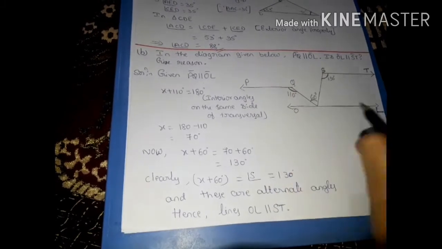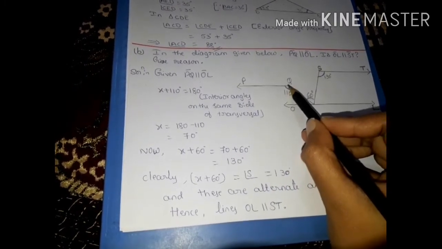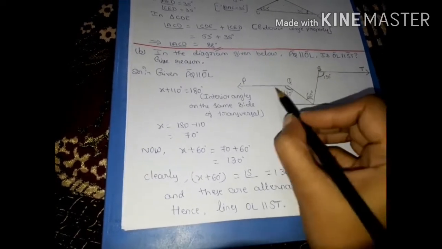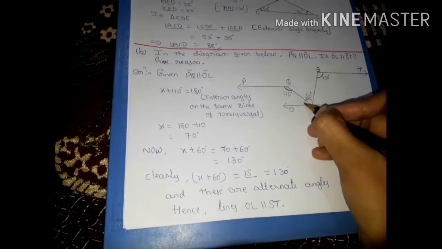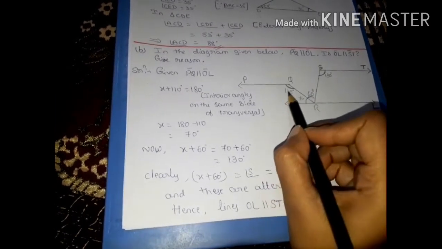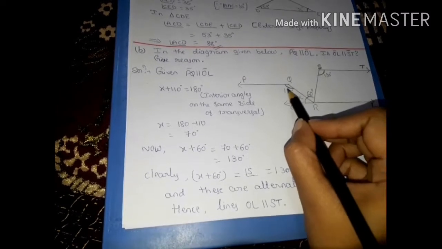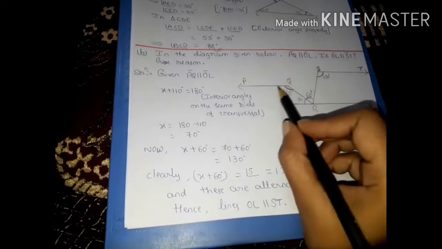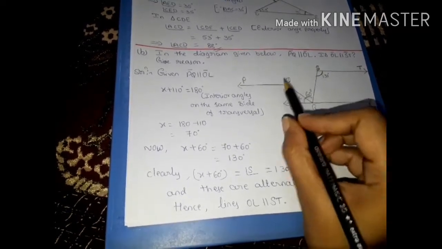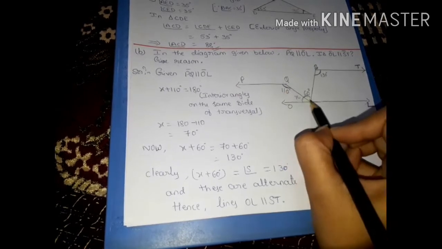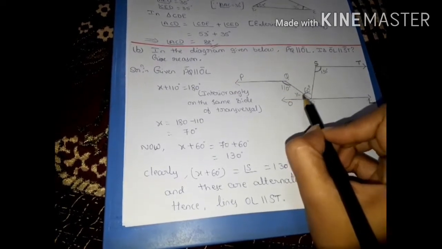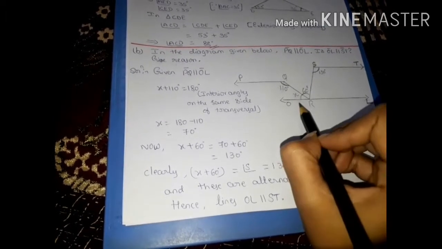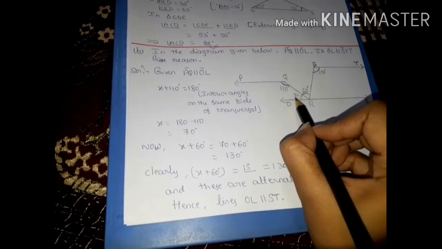PQ is parallel to OL. This line, Q, I will write this as R. QR acts as a transversal. Here, this angle I am going to consider as angle X. 110 degrees and X are interior angles on the same side of the transversal. When these two are parallel lines, already given, interior angles on the same side of the transversal are supplementary. 110 degrees plus angle X equals 180 degrees. So you can find angle X.